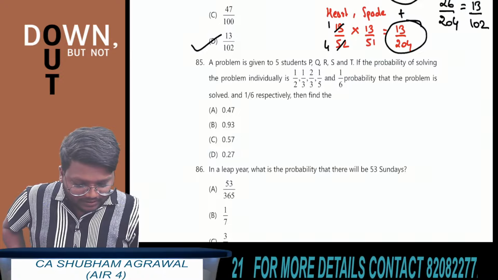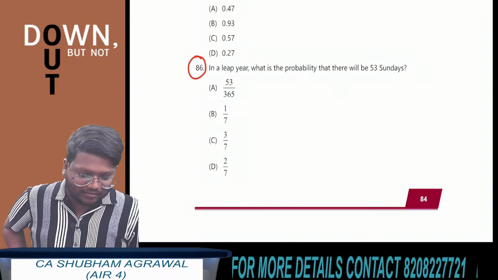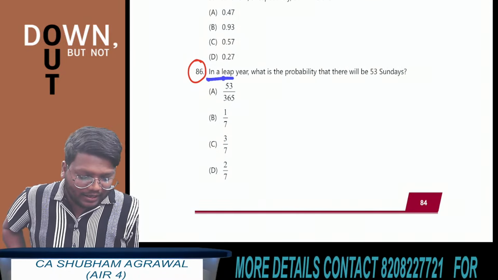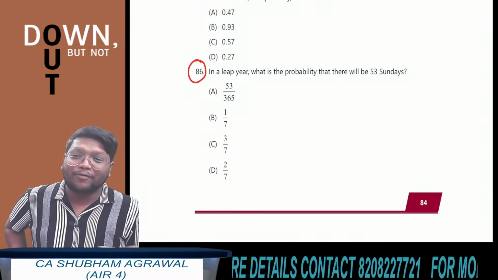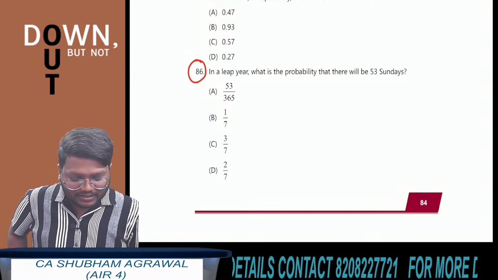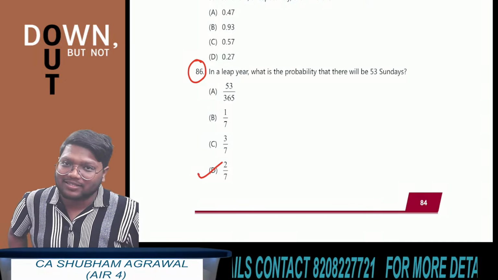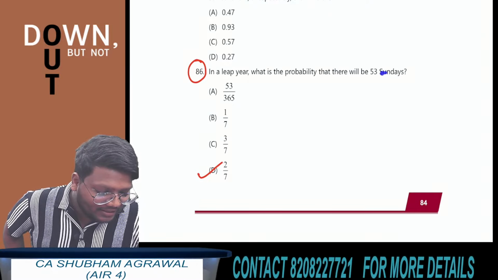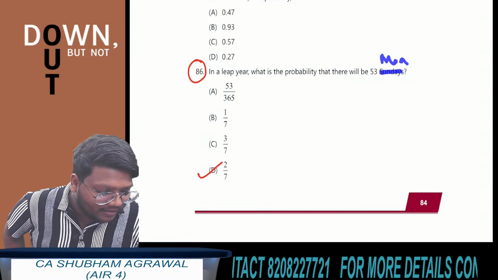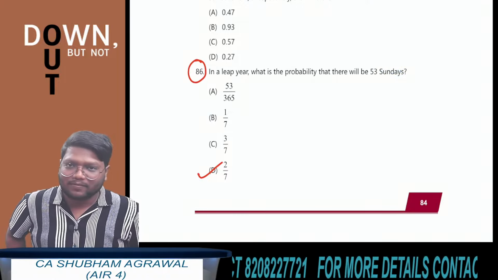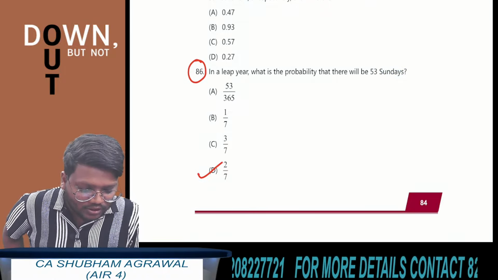Question number 86. Now this question is very common. You can give the answer orally for this. In a leap year, what is the probability that there will be 53 Sundays? What is the answer? 2 by 7. Option D is the correct answer. Even if instead of Sunday, I write Monday, the answer is also 2 by 7. Okay. How to solve this question?